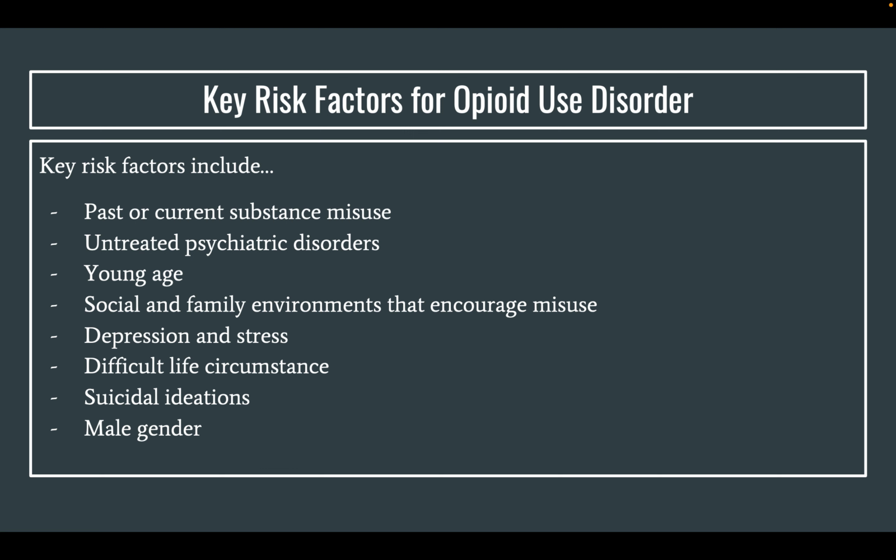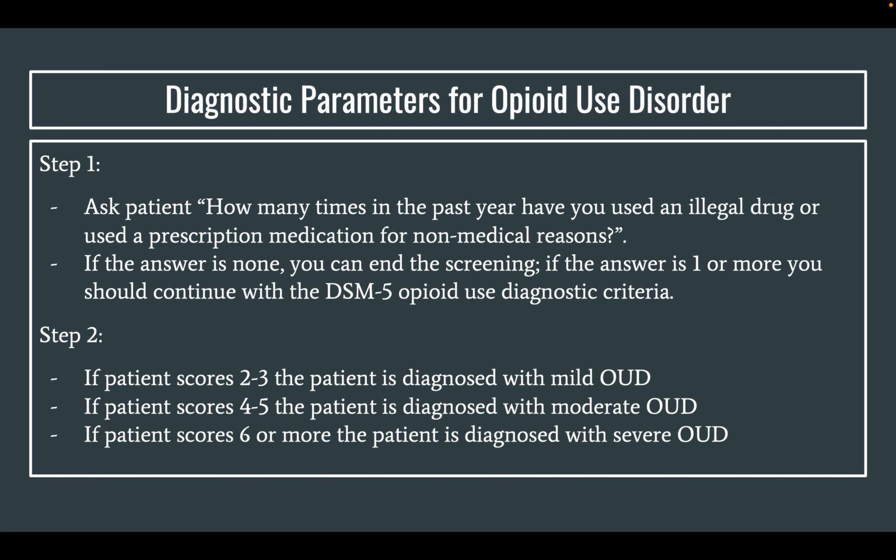Key risk factors for opioid use disorder. So key risk factors include past recurrence of substance misuse, untreated psychiatric disorders, young age, social and family environments that encourage misuse, depression and stress, difficult life circumstances, suicidal ideations, and being of the male gender.